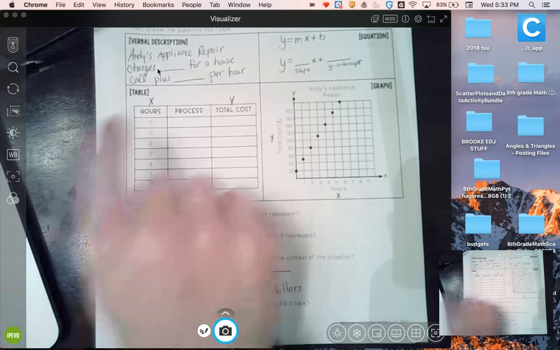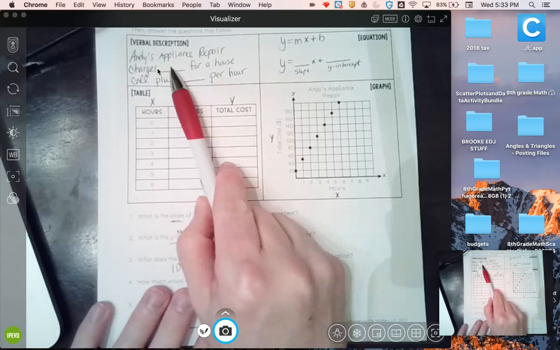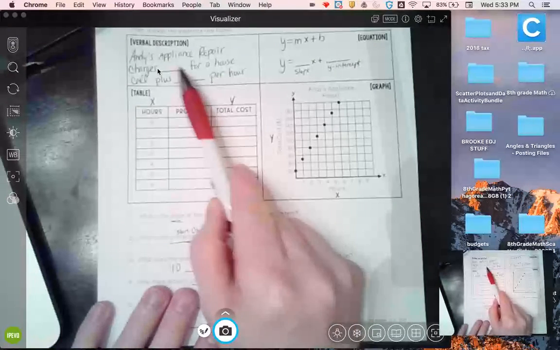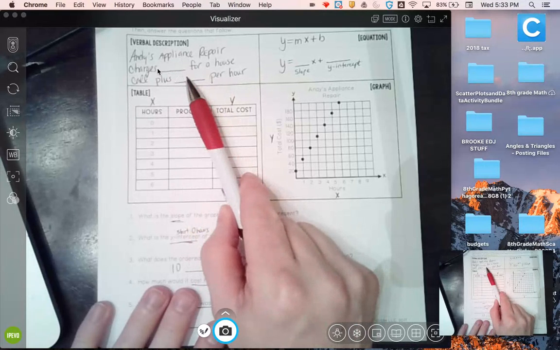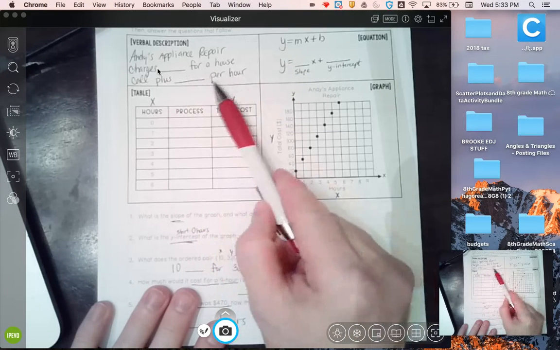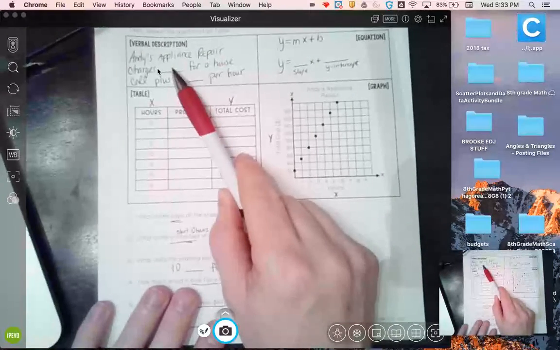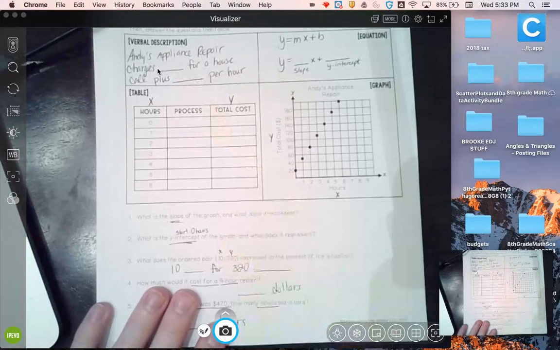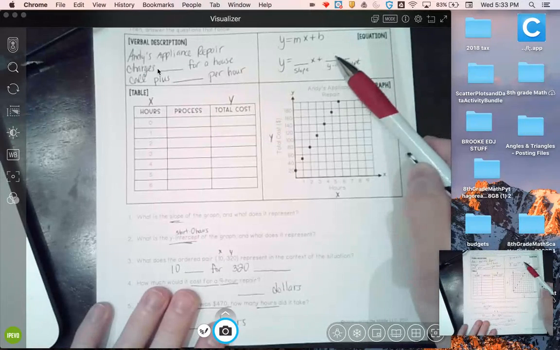So I wrote the verbal description out for you. You just need to fill in the information right here. You need to tell me how much I charge at the beginning and how much I'm charging per hour. So there's the word per. This will be your slope and this is your y-intercept. How much does it begin with and how much am I charging per hour? You need to write your equation, finding the slope and finding the y-intercept.